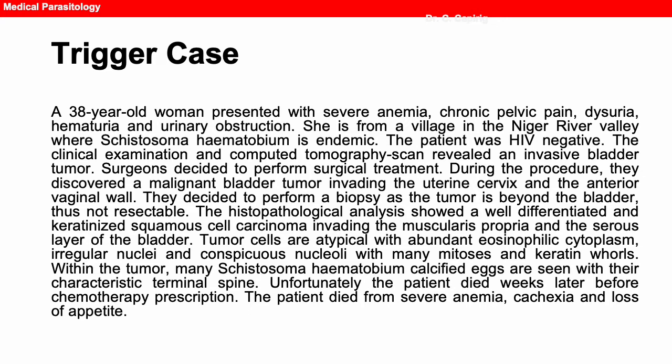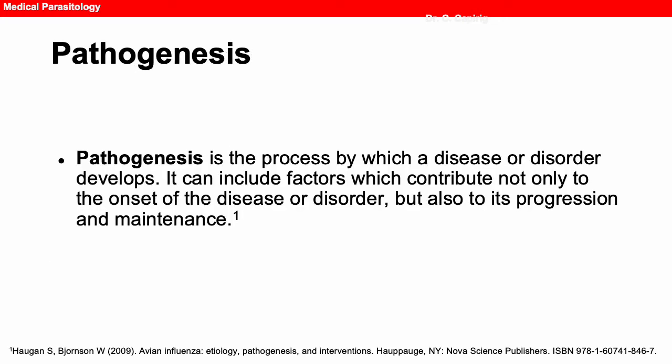So, in order for us to fully understand how all the clinical manifestations of this patient developed, we have to understand the pathogenesis of parasitic diseases, or any type of infection or disease. The pathogenesis is the process by which a disease or disorder develops. It can include factors which contribute not only to the onset of the disease or disorder, but also to its progression and maintenance, according to Hogan in 2009.